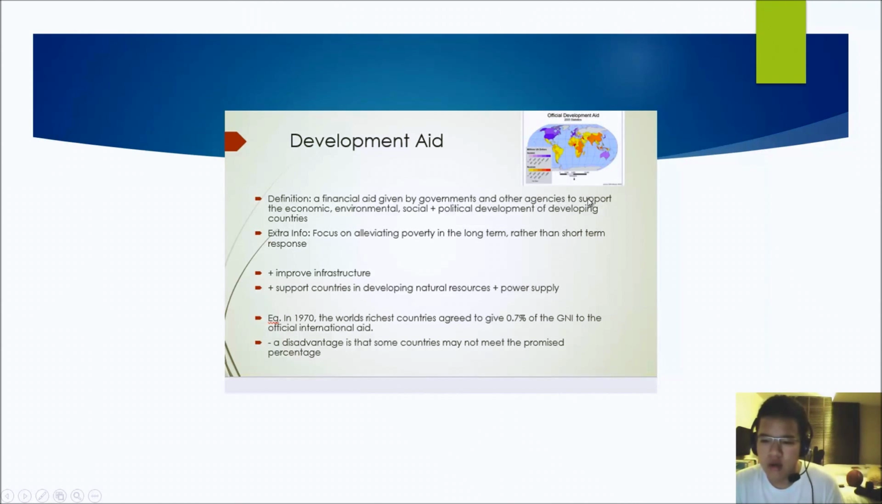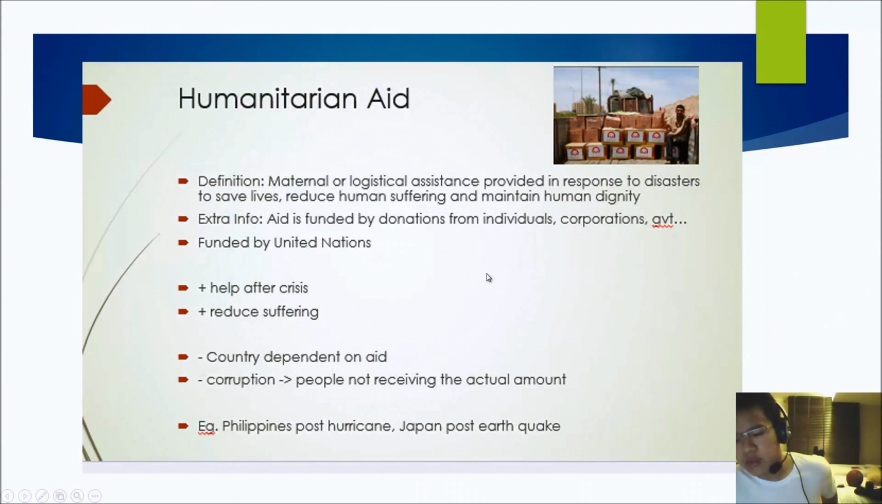Development aid is basically given by governments and other agencies to support the economic, environmental, social, and political development of developing countries. This would improve infrastructure and support countries in developing natural resources. For example, in the 1970s, the world's richest countries agreed to give 0.7% of the gross national income to official international aid. However, countries may not meet the promised percentage like 0.7%. They might just give 0.5 or much lower instead.